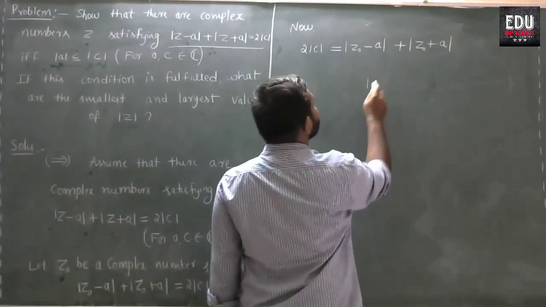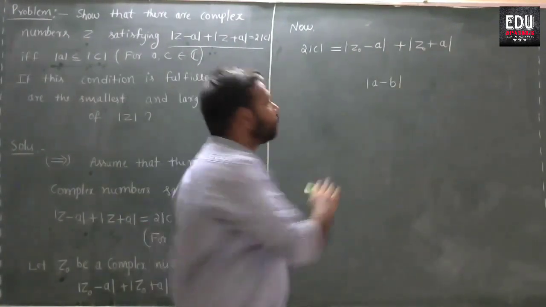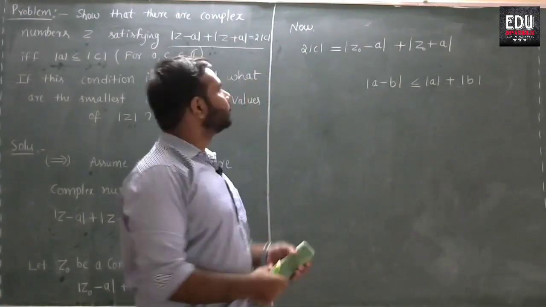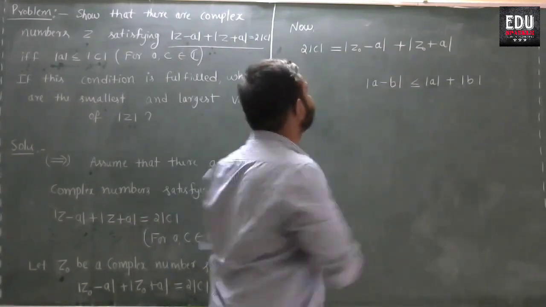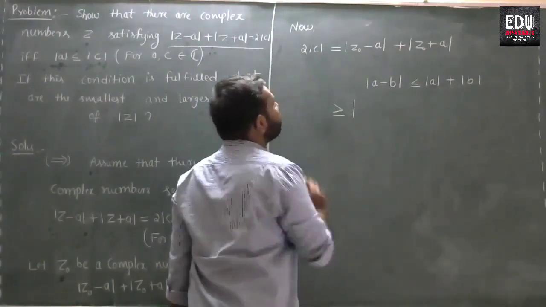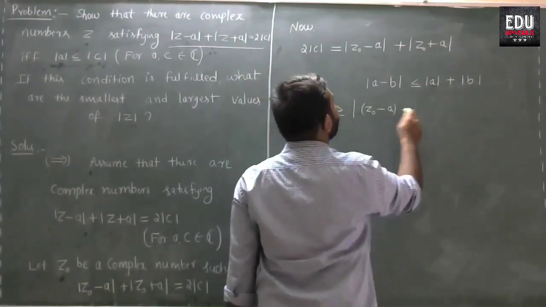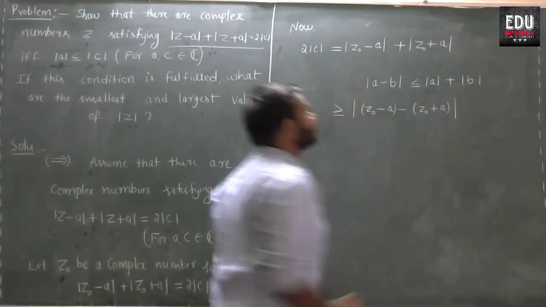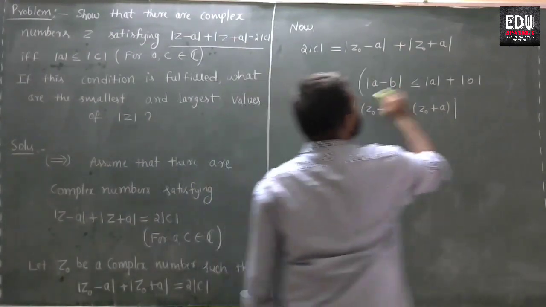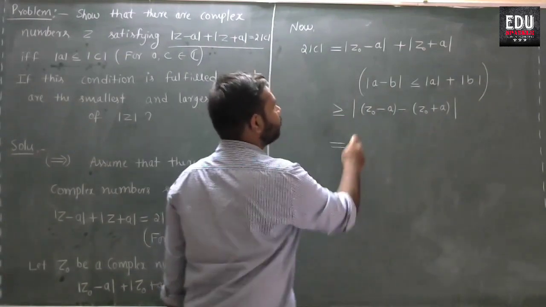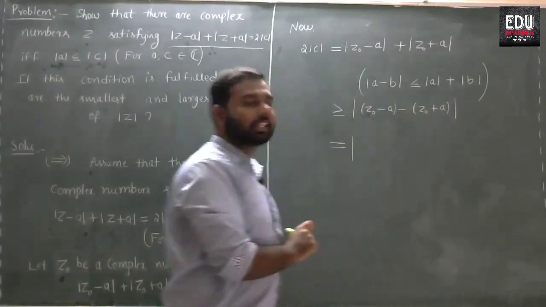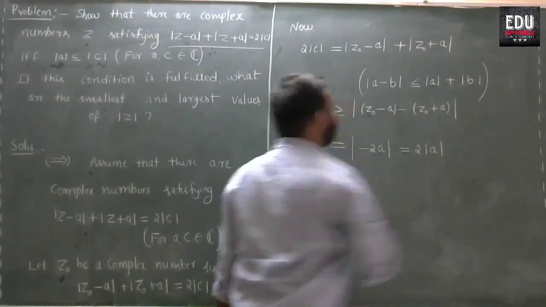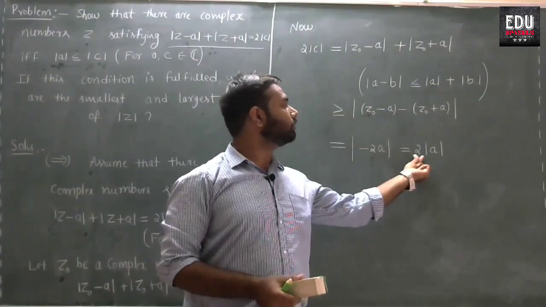So for that, I'll use the identity: we know that modulus of a minus b is less than or equal to modulus of a plus modulus of b. So this will be greater than or equal to modulus of z naught minus a minus z naught plus a. So I have just used this identity. So now this is equal to, z naught minus z naught gets cancelled, so minus 2a, or it is 2 into modulus of a, because modulus of 2 is 2 into modulus of a.